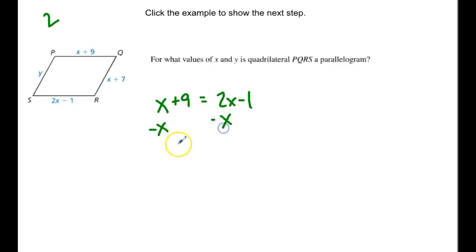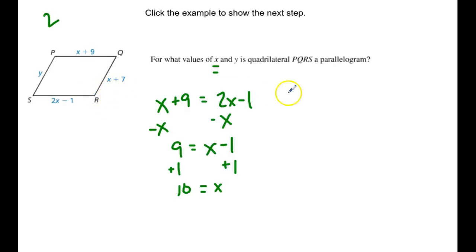So I subtract an x from both sides. So I'm going to end up with 9 equals x minus 1. Then I want to get x all by itself, so I add 1 to both sides. So I have x equals 10. So there's my x value that will make this a parallelogram, but I also have to have a y value to make sure that this is a parallelogram, because both sets of opposite sides have to be the same.